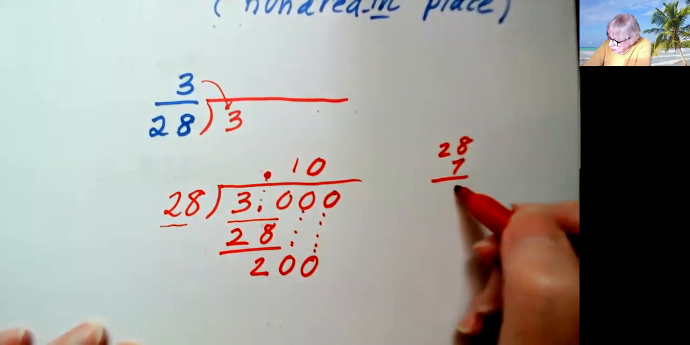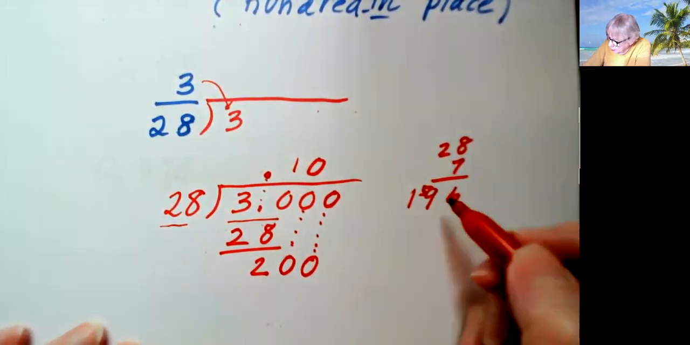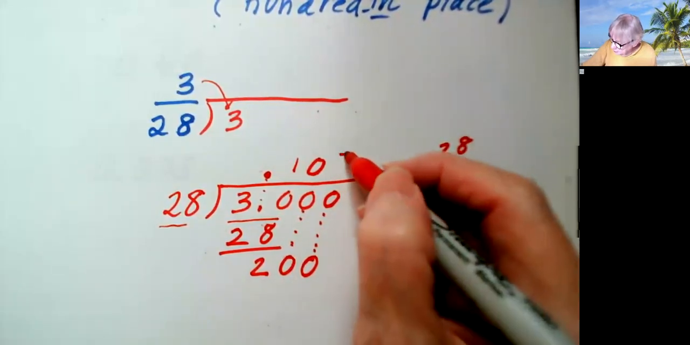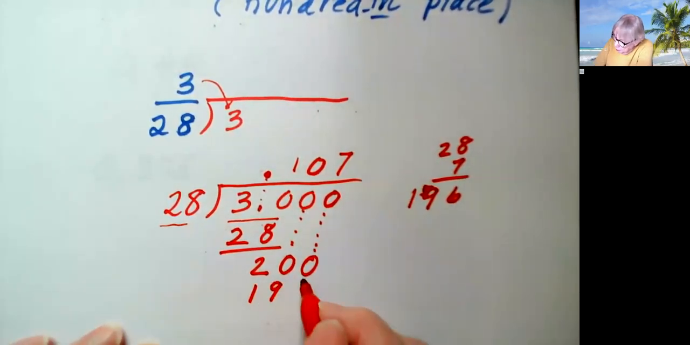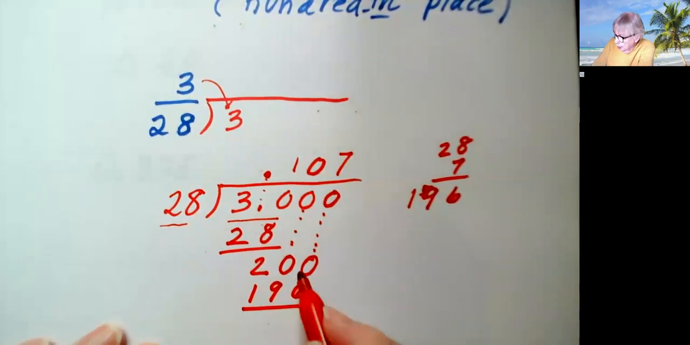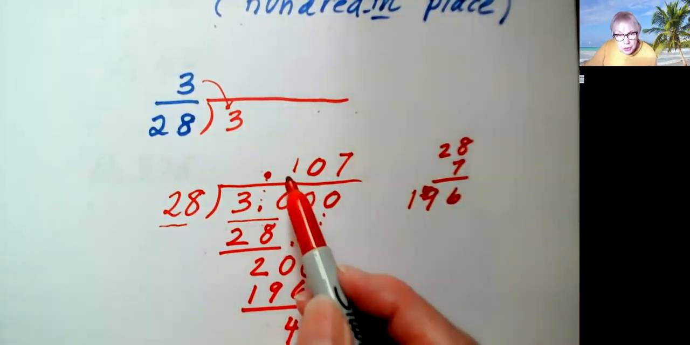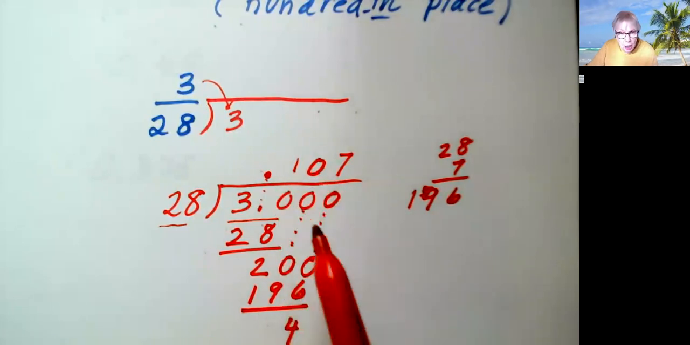7 times 8 is 56, carry 5. This is 14 and 196. That is the correct answer, 28 times 7. So 7 times 28, if I'm still doing this correctly, is 196, and you subtract. But do we have to go any further? The answer is I can stop right this minute, because not only do I have the tenths and the hundredths, but I have that one extra number to make a decision about rounding.